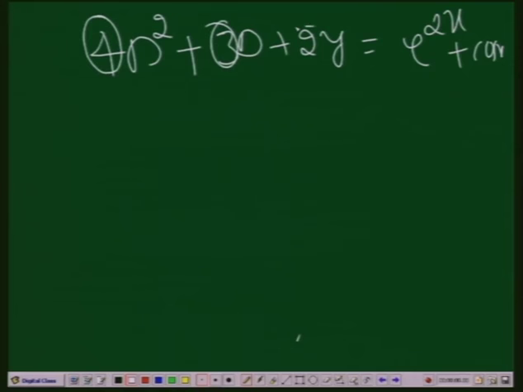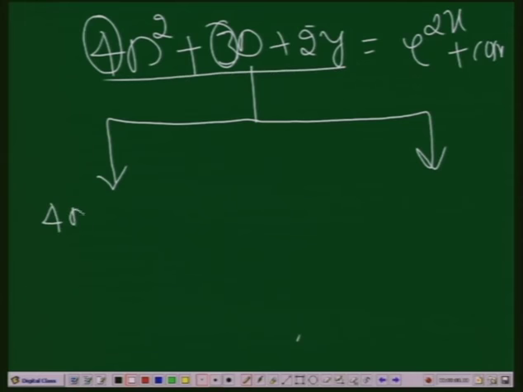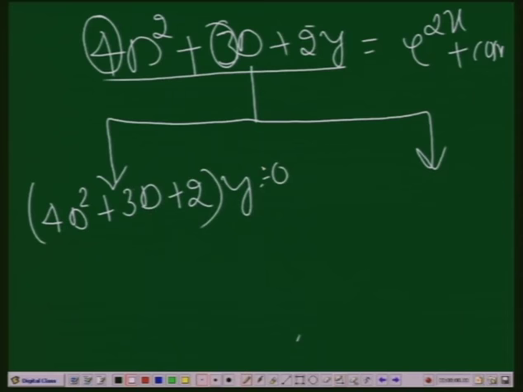Solution of this equation consists of two parts. What we do is, we first find the general solution of the homogeneous part of this differential equation. What is the homogeneous part? 4D square plus 3D plus 2 of y equals to 0. This is the homogeneous part. We find the general solution of this homogeneous part, which consists of two arbitrary constants, of course due to the order of the differential equation.